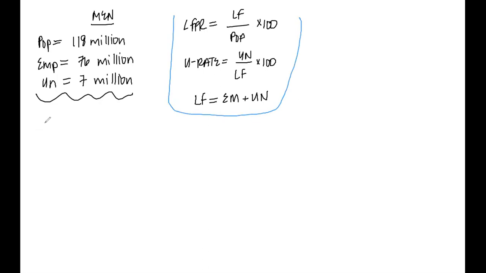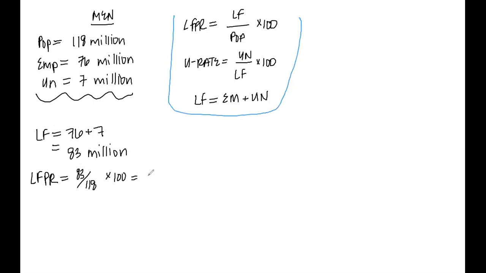I'll first solve for the labor force, which is employment plus unemployment. So that's 76 plus 7, and the labor force equals 83 million. Then the labor force participation rate is 83 million over 118 million. Multiplying that fraction by 100, we get 70.3%.